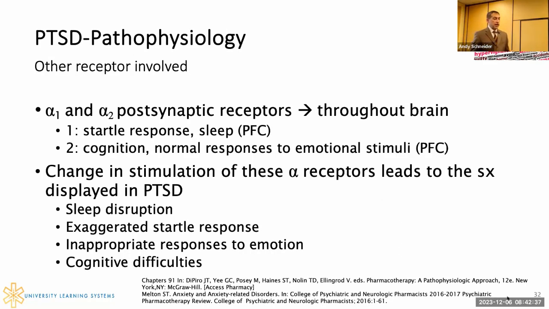Your alpha-1 and alpha-2 are actually also involved, and they occur throughout your brain. They're responsible for that startle response that we traditionally know with our PTSD patients. It also affects your sleep, which is more prefrontal cortex related, and also your cognition and normal response. Alpha-1 and alpha-2 are implicated in this process.